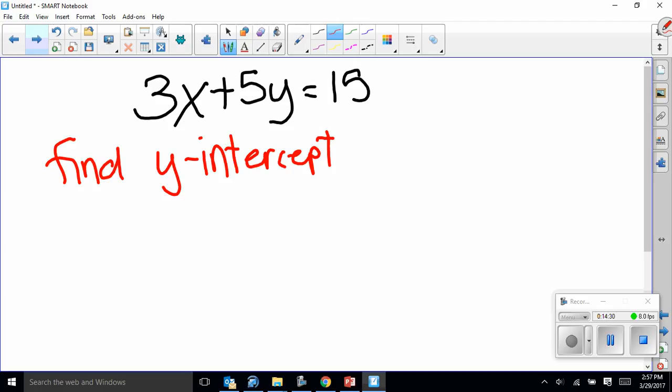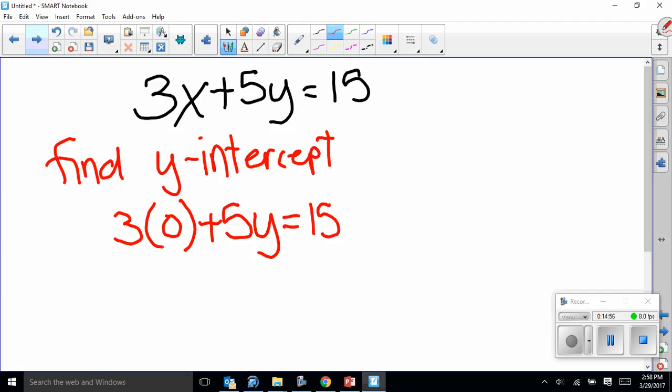How do we find our y-intercept? We're doing method 2. Substitute. Substitute 0 in for x. So we're going to have 3 times 0 plus 5y equals 15. What's 3 times 0? So just 5y. We have 5y equals 15.